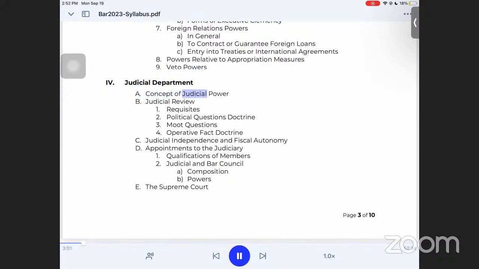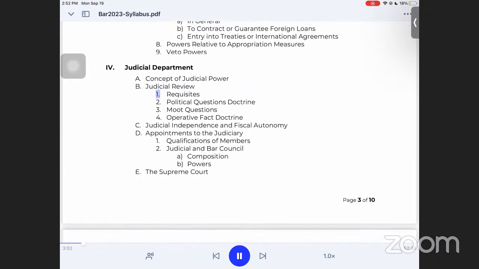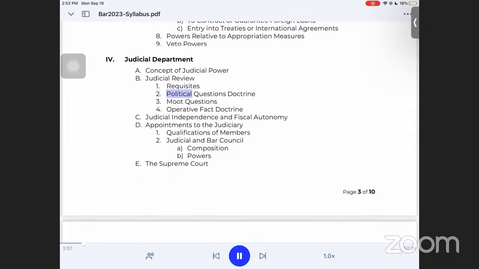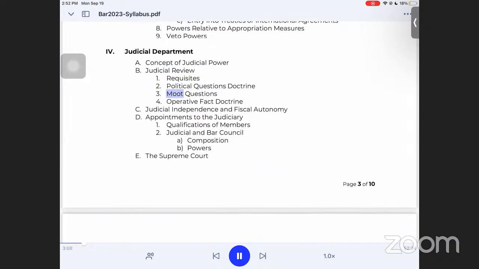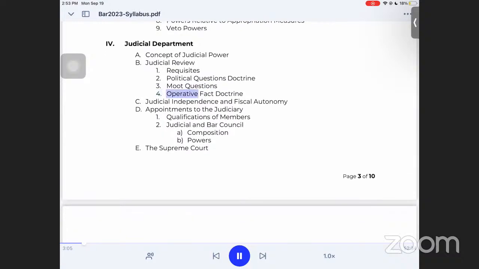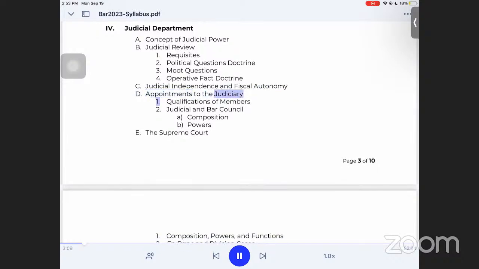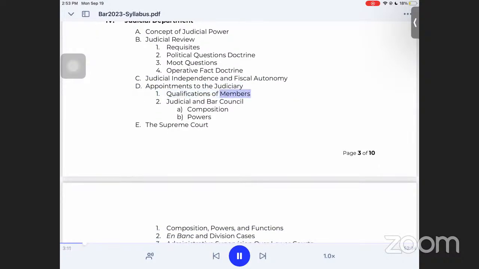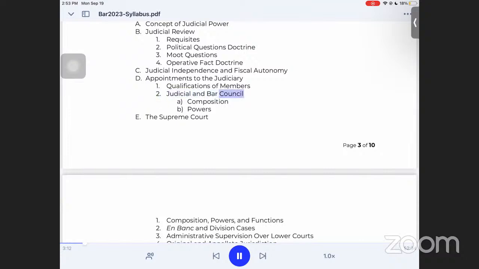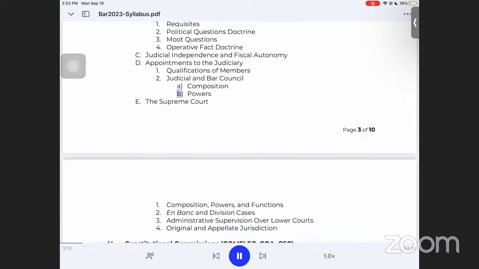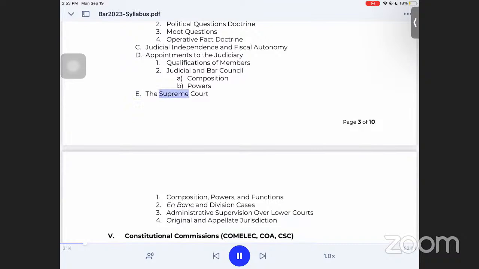IV. Judicial Department. A. Concept of judicial power. B. Judicial review. 1. Requisites. 2. Political questions doctrine. 3. Moot questions. 4. Operative fact doctrine. C. Judicial independence and fiscal autonomy. D. Appointments to the judiciary. 1. Qualifications of members. 2. Judicial and Bar Council. a. Composition. b. Powers.